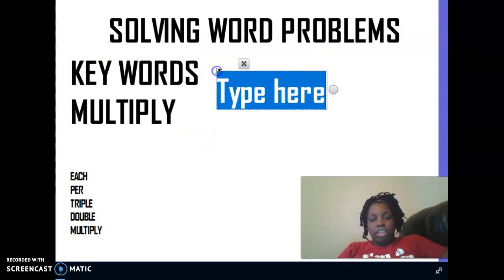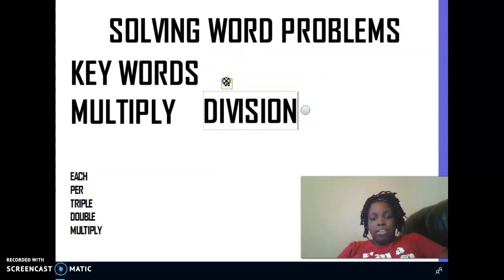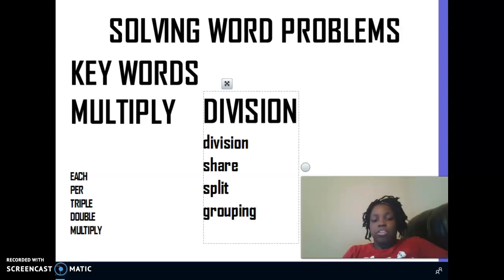Now, some keywords for division. Let's think of what are some keywords for division. Some that we may see are division. If it has anything to do with division or it says divide, all right, then I know that I am dividing there. We also have share. So if something says share in the word problem, all right, I'm dividing. Split. If you're grouping equally, those things mean to divide.